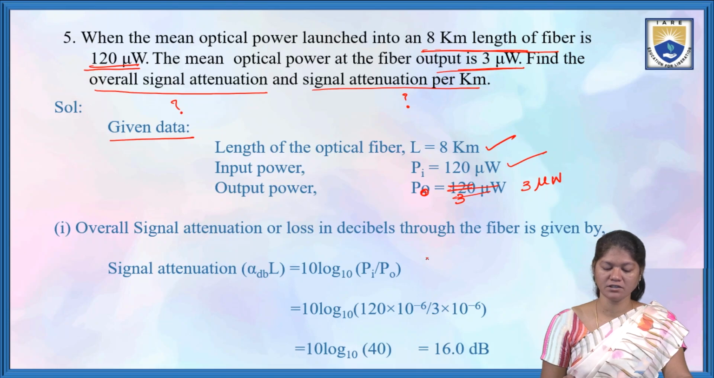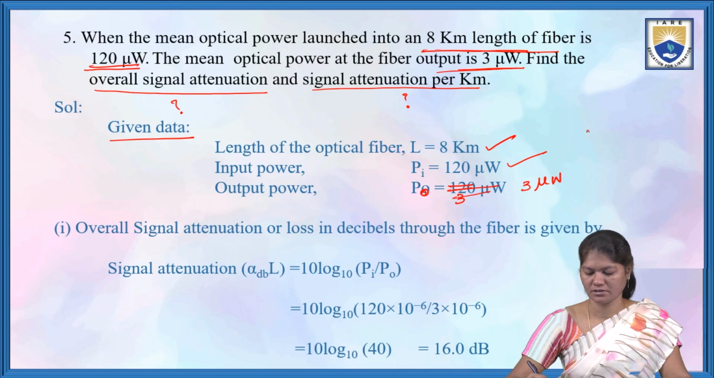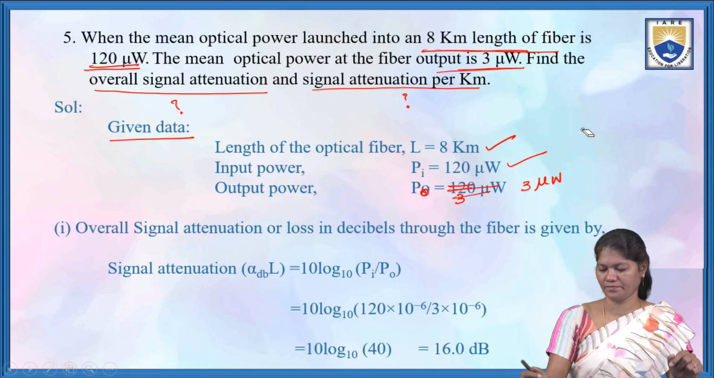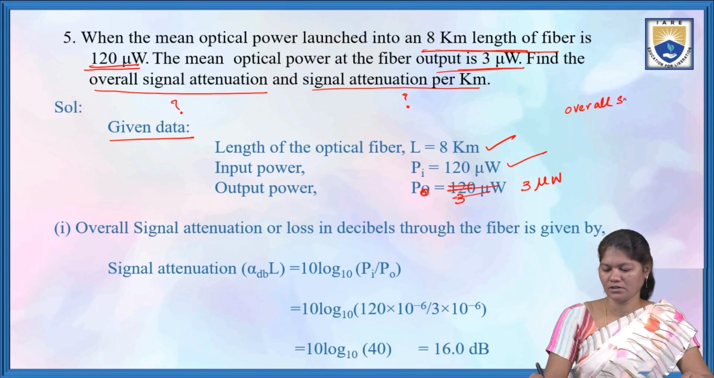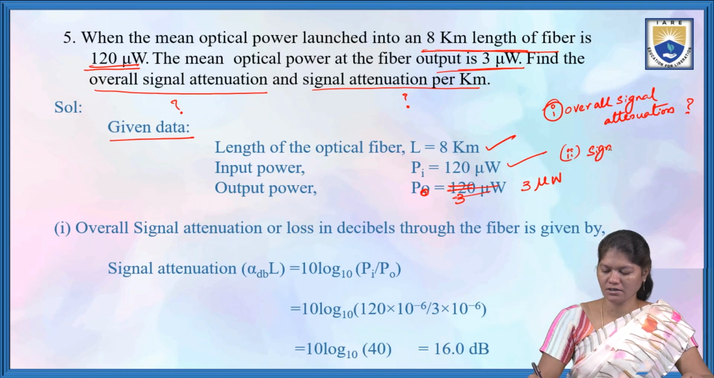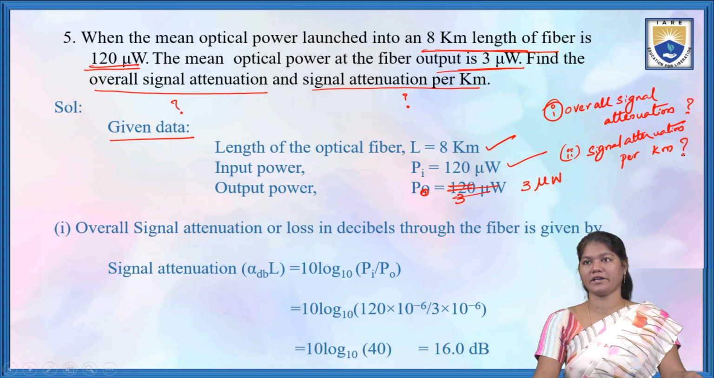So we have to find the overall signal attenuation and then the signal attenuation per kilometer. These two we have to find.